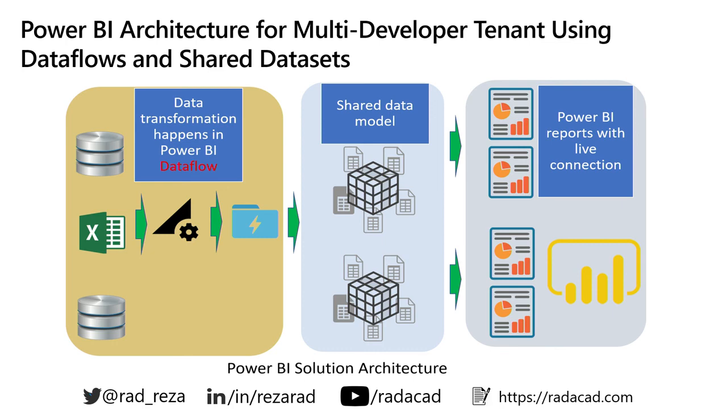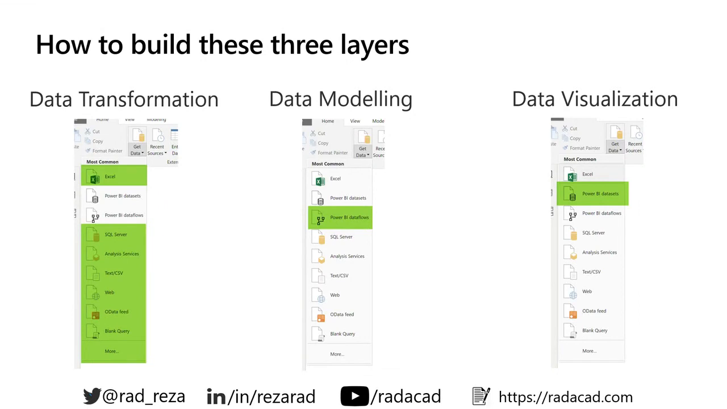How you build this architecture, you need to try different approaches. The data transformation part is getting data from all the different data sources that you have. Then for your data modeling, you get data from Power BI dataflows, not those data sources separately. And in your last part, which is your visualization, you get data from a Power BI dataset. So that brings you to the architecture of having these three layers separately.